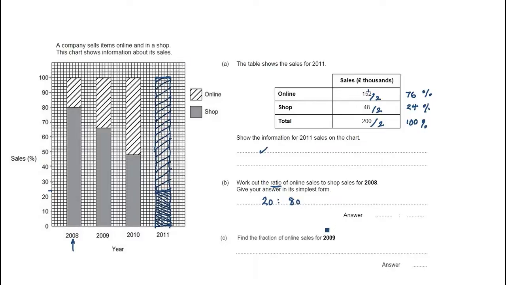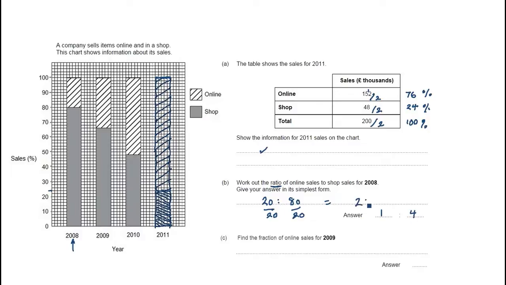Okay, and this is the bit that people got wrong. They didn't understand how to simplify. To simplify, because it's got to be in its simplest form, you've got to get it right down. Not divide by 4, divide by 20, and divide this by 20, then we'll end up with 20 divided by 20 is 1, and 80 divided by 20 is 4.